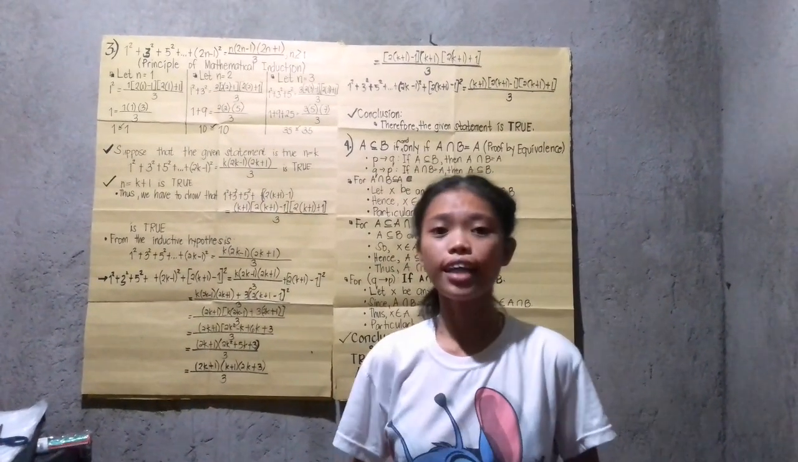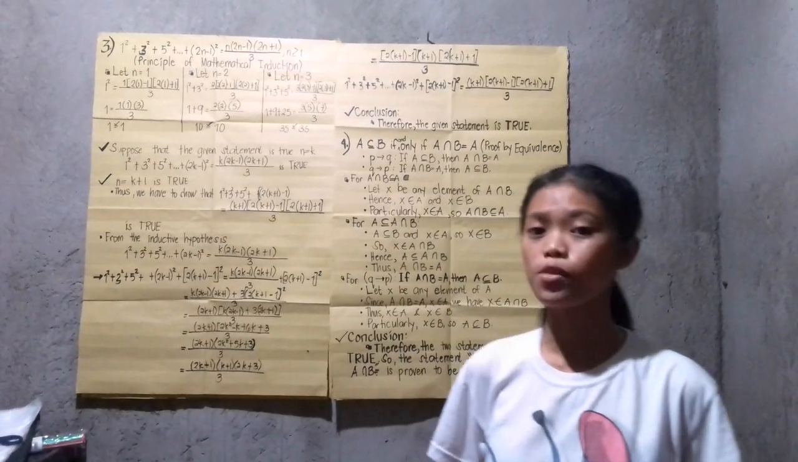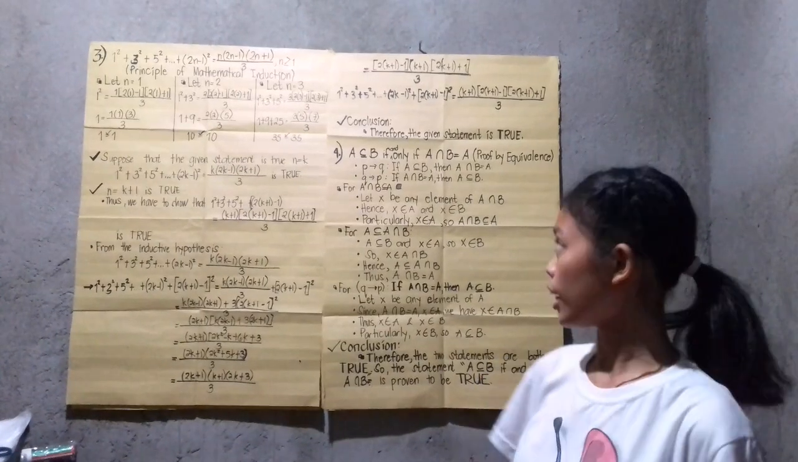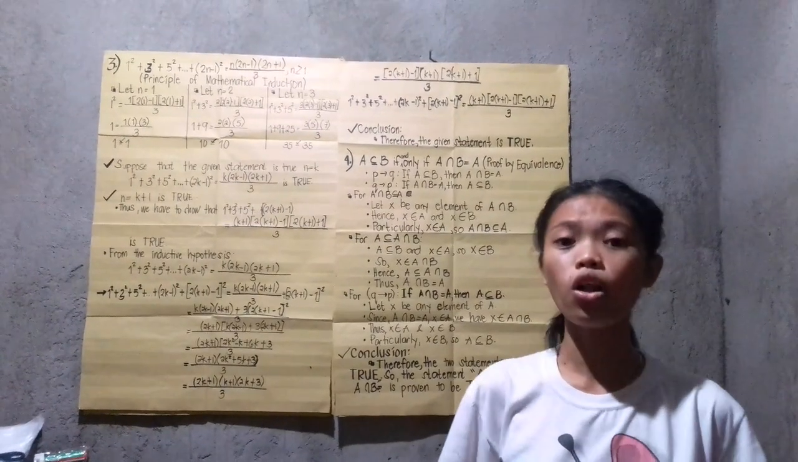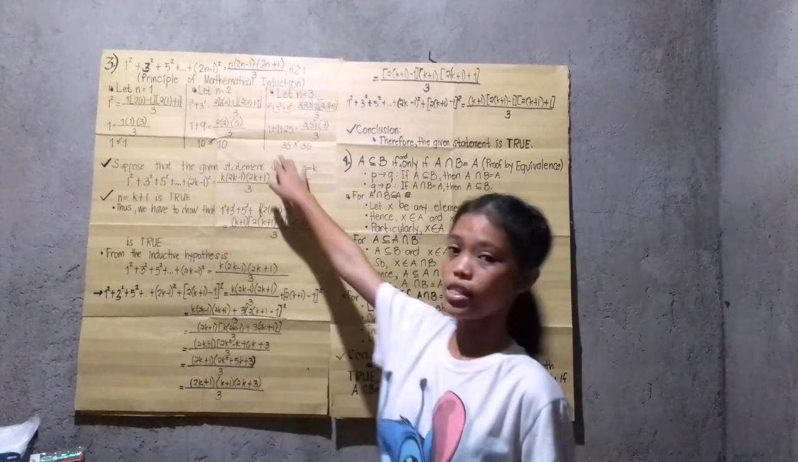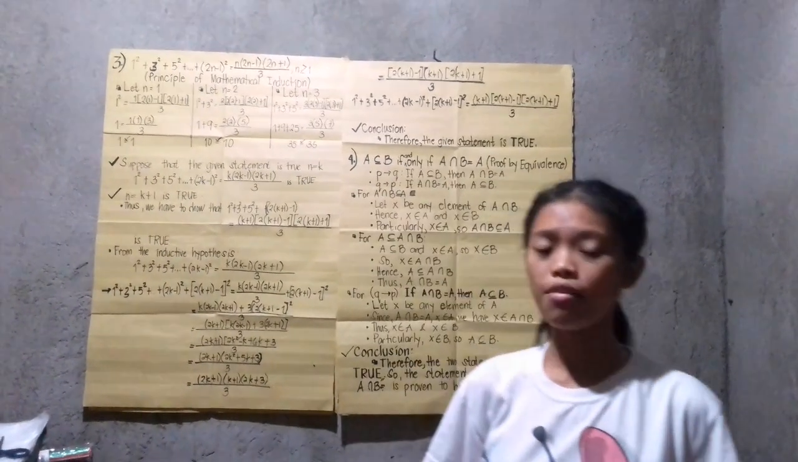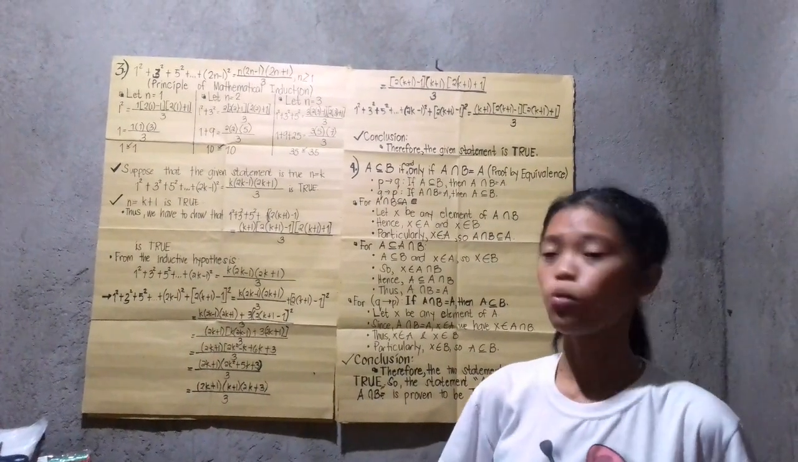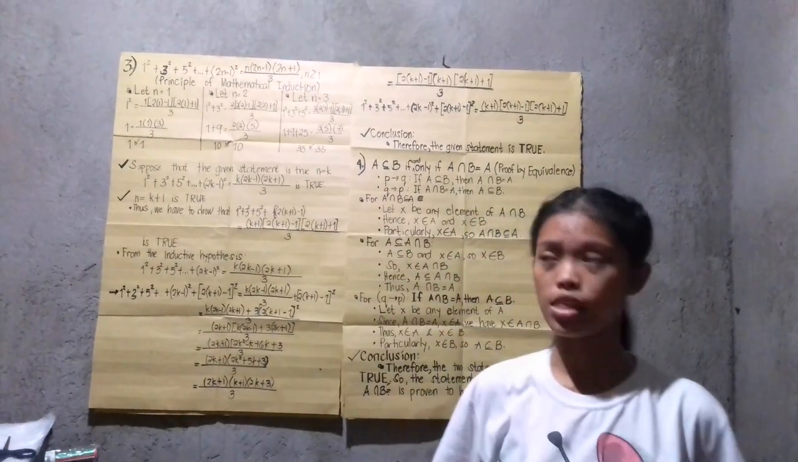Next, let n equal 3. So 1 squared plus 3 squared plus 5 squared is equal to 3 times (2 times 3 minus 1) times (2 times 3 plus 1) all over 3. Then 1 plus 9 plus 25 is equal to 3 times 5 times 7 all over 3. So we have 35 is equal to 35. So also this is true.